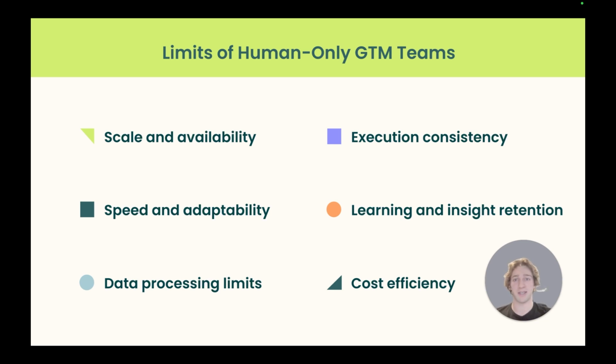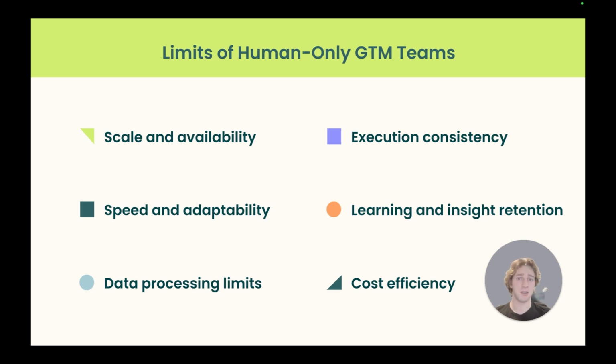So first off, scale and availability. This essentially means that humans can only work a very distinct amount of hours per week. Most work 40 hours a week, some may work more. However, an AI agent can work all hours of the week. And also, a human is bound to where they live. They have to work within that determined time zone. So if you want to add a region on another side of the globe, you have to add a new team or a new employee.